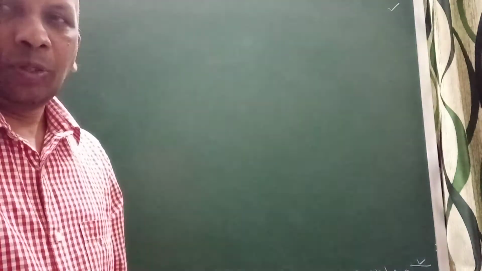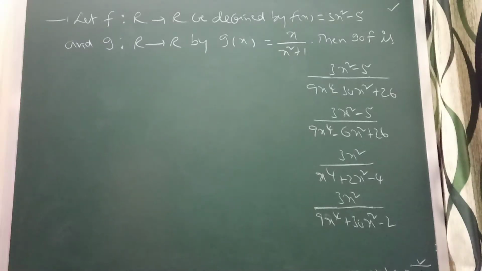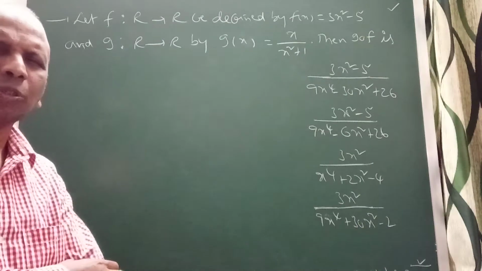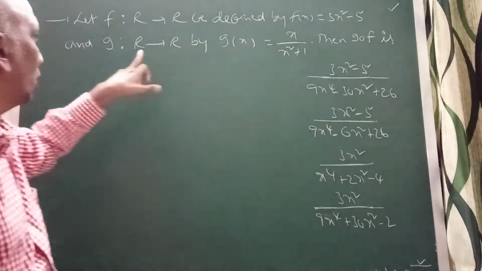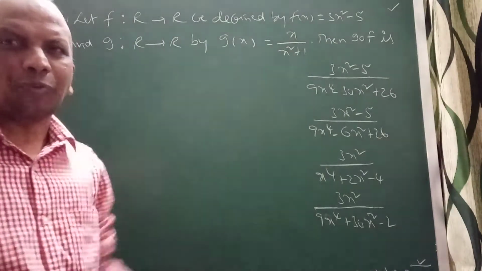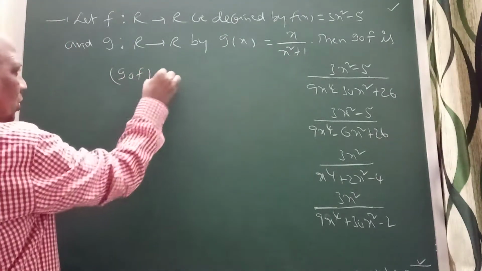Now I will do the first problem. Here I am going to explain the composite function. f of x is given, g of x is given. What is g of f here? That's a simple problem. So g of f of x.